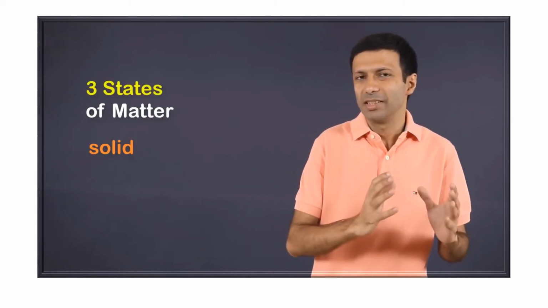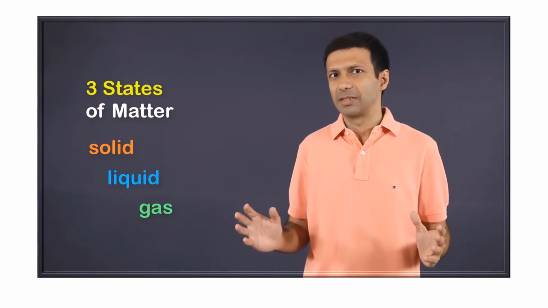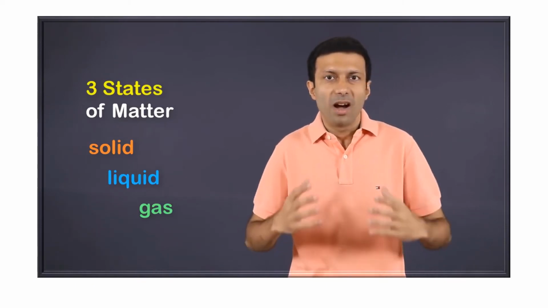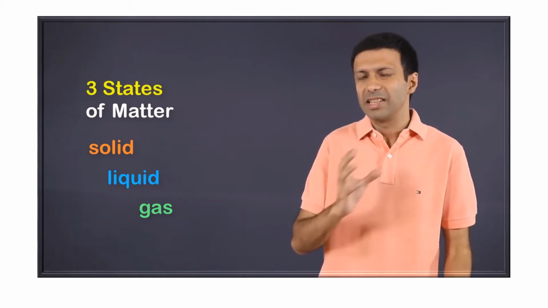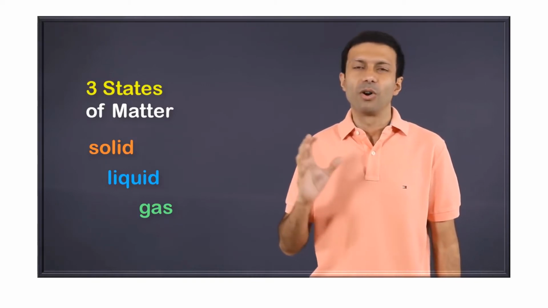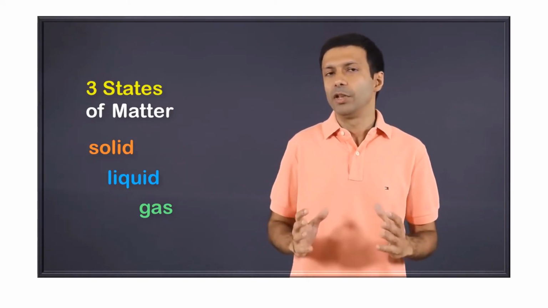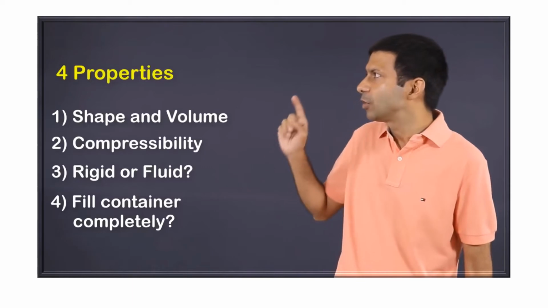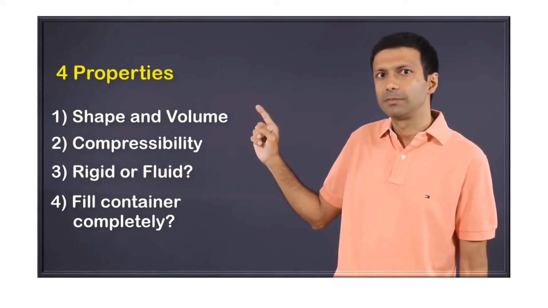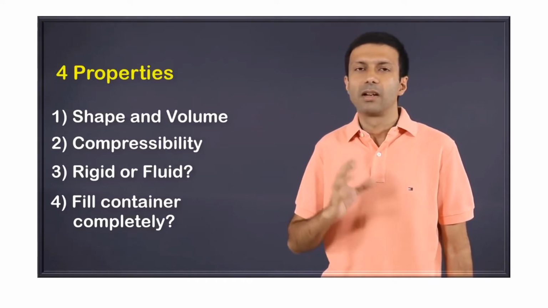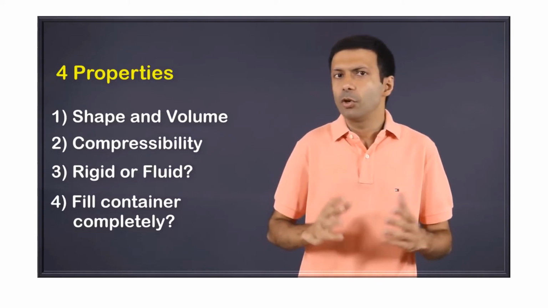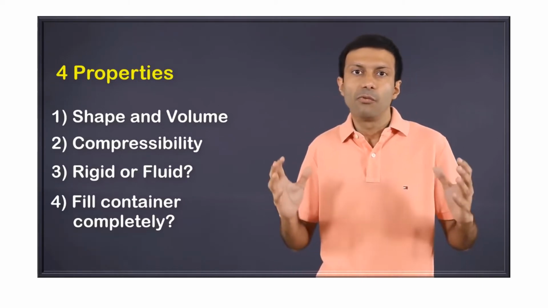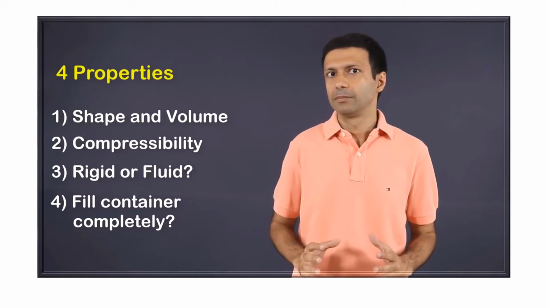I'm sure you're familiar with the 3 states of matter: solid, liquid, and gas. When we look at something, our brain automatically knows, is it a solid, liquid, or a gas? In this video, we are going to compare these 3 states of matter in a more scientific way. So we'll compare them based on these 4 properties: shape and volume, compressibility, rigid or fluid, and do they fill their container completely.